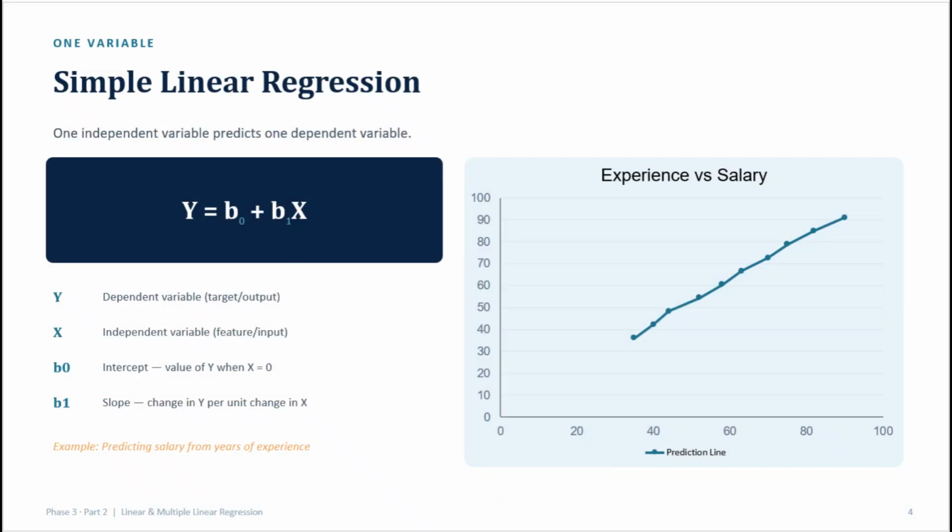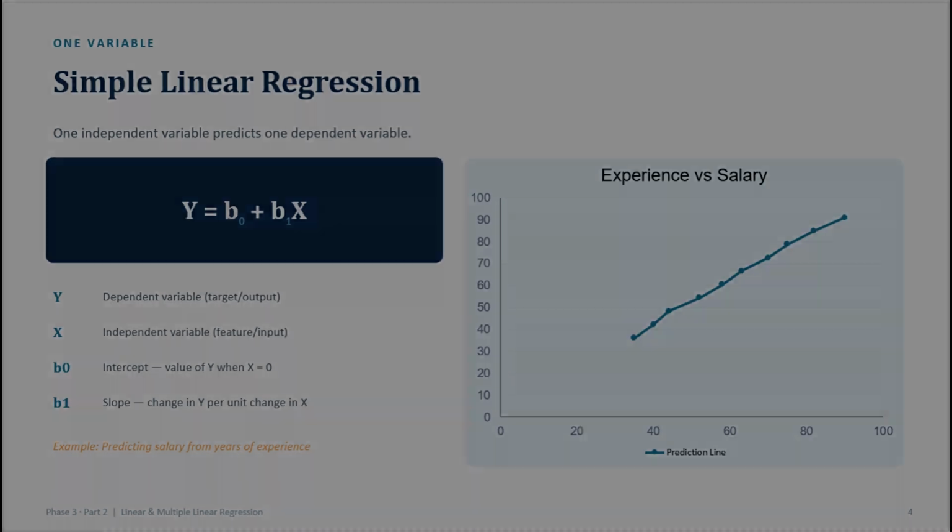Let's first understand simple linear regression. Here we use only one independent variable to predict one dependent variable. For example, predicting a person's salary based only on their years of experience. The equation is y = b0 + b1x. Here y is the value we want to predict, x is the input feature, b0 is called the intercept, and b1 is the slope, which tells us how much y changes when x increases by 1 unit. The graph shown here illustrates the best fit line that the algorithm learns from the data.